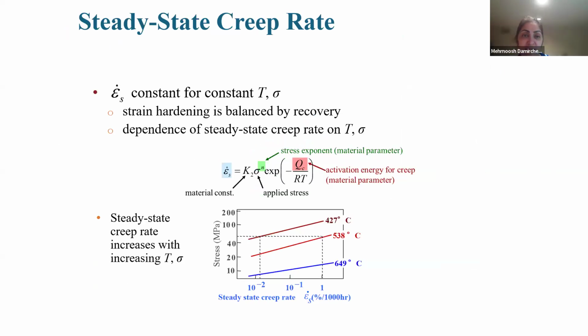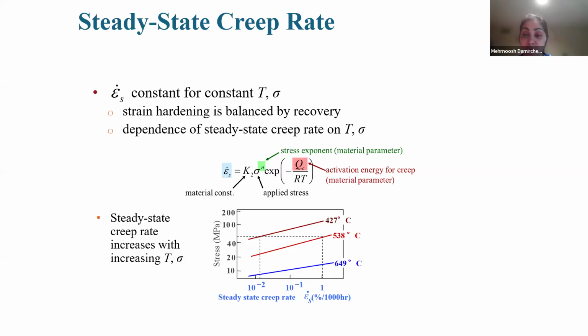Okay, steady-state creep rate. We said that we have three stages, and steady state is one of the most important stages in the creep process, where epsilon dot is constant. It is constant for constant temperature and sigma. We know that it is a function of them, but if T and sigma are constant, epsilon dot should be constant too. So during steady-state creep, the strain rate remains constant for a given temperature and stress.